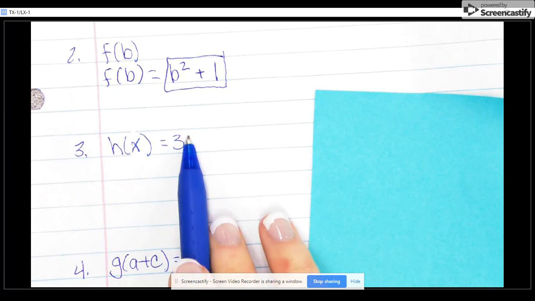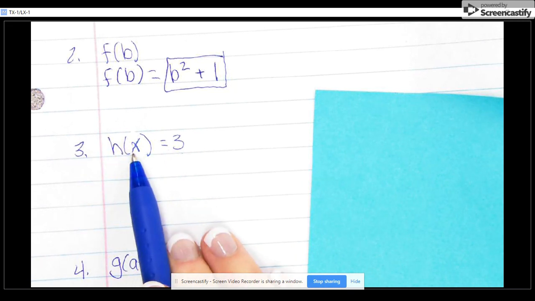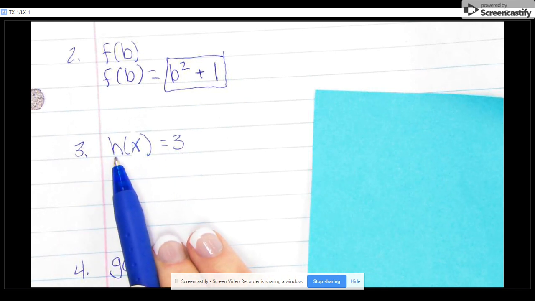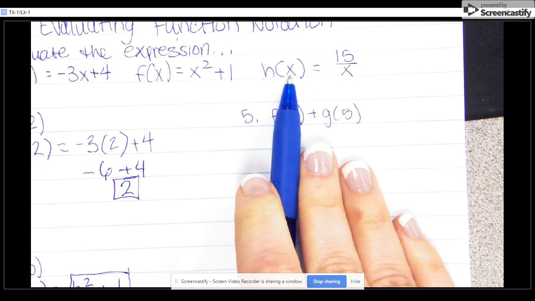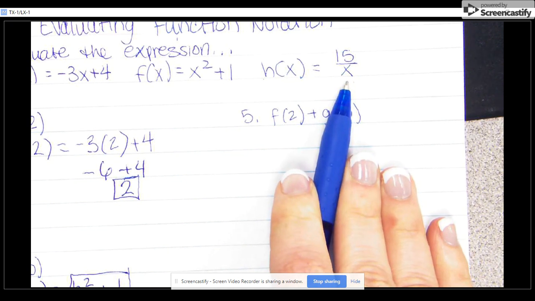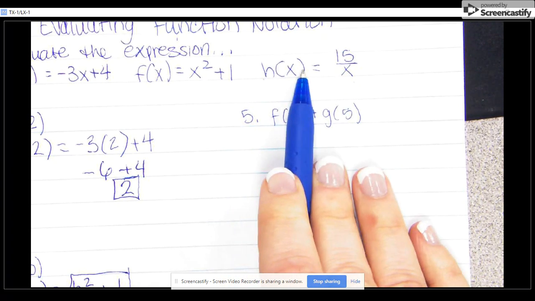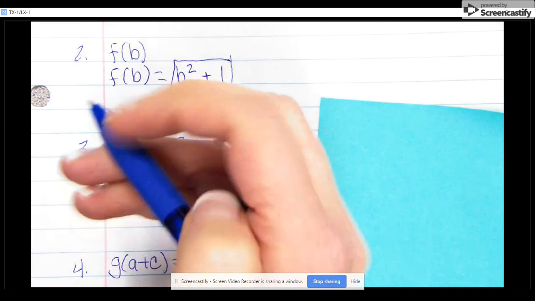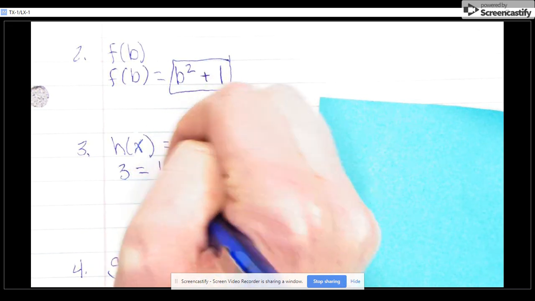This equal to 3 is the y value. That means this 3 is the y value. That means wherever I see h and x put together, I'm going to put a 3. So again, I'm going to match up my letters in front. And I see way up here, I have h of x is equal to 15 divided by x. So where I see my h and x right next to each other, I'm replacing all of that with 3 because h of x is equal to 3. So I now have 3 equals 15 divided by x.